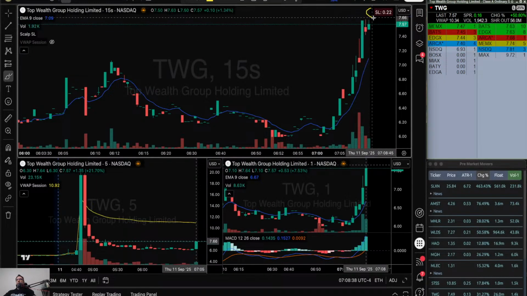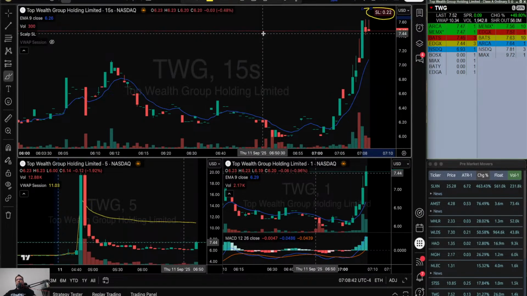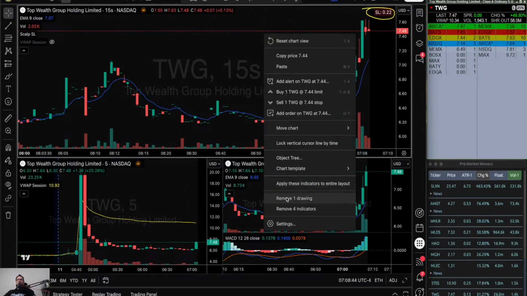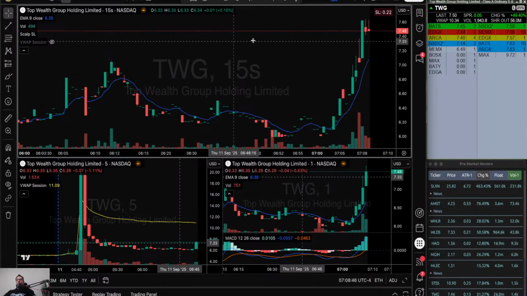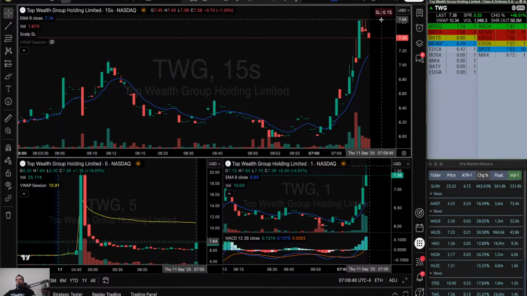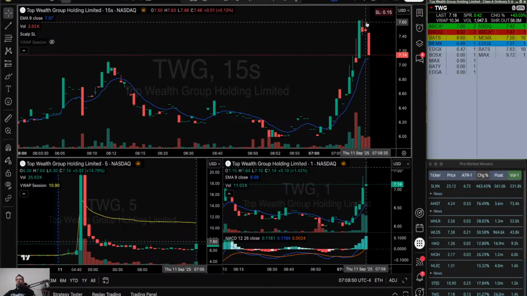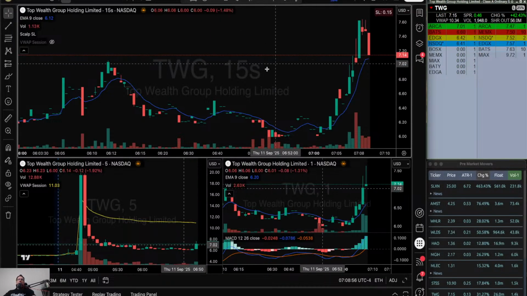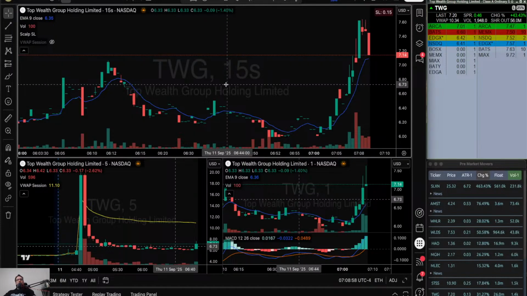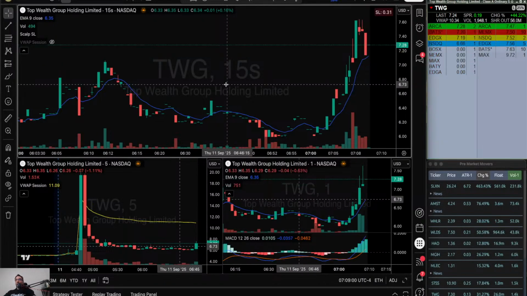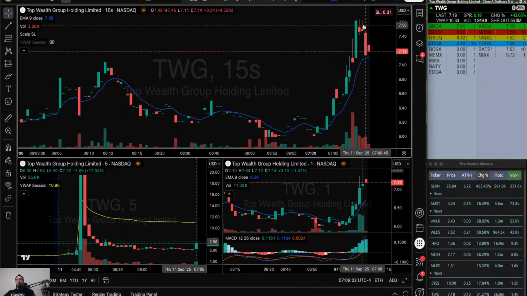This SL right up here is a piece of code that I wrote for stop loss. Right now, it just goes off the previous bar high and low, and it gives me an idea of what my stop loss would be. So I don't have to calculate it myself or estimate it. It tells me right there.